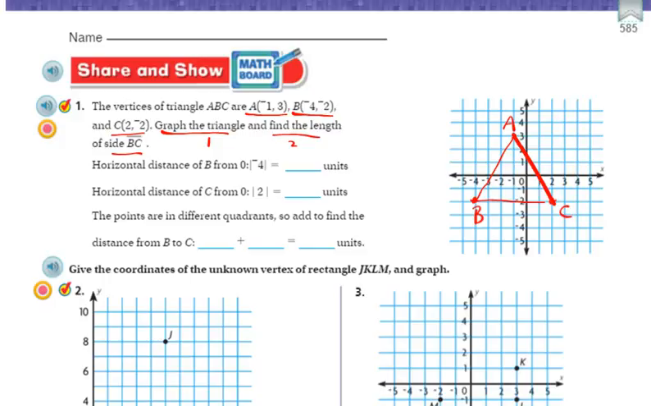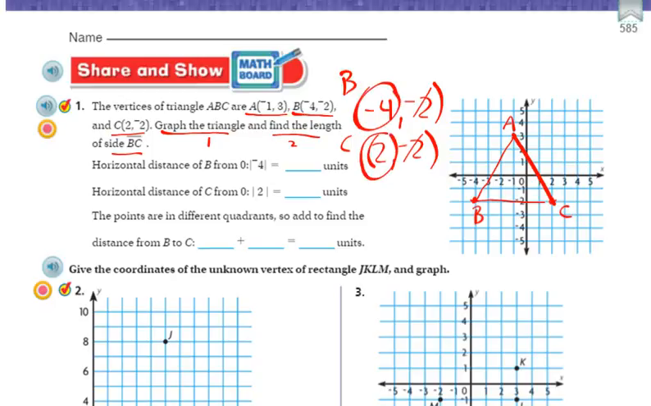The horizontal distance from B from 0, the absolute value, we're going to use the absolute value of -4. What I want to do though is rewrite these points for B and point C. So I have -4, -2 for B, and for C I have 2, -2. Now I notice that I'm not going to use the -2's here because they are the same. So I'm going to focus on my two other values, this -4 and the 2.